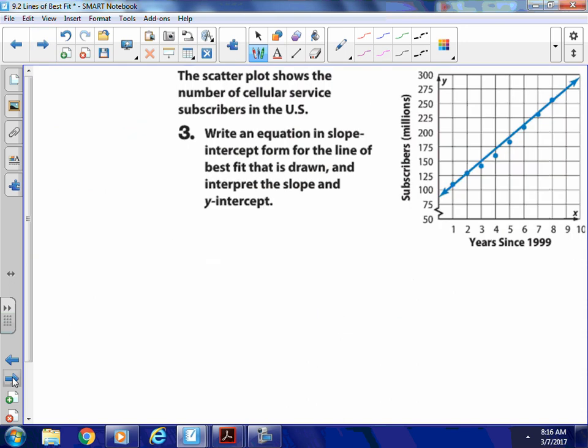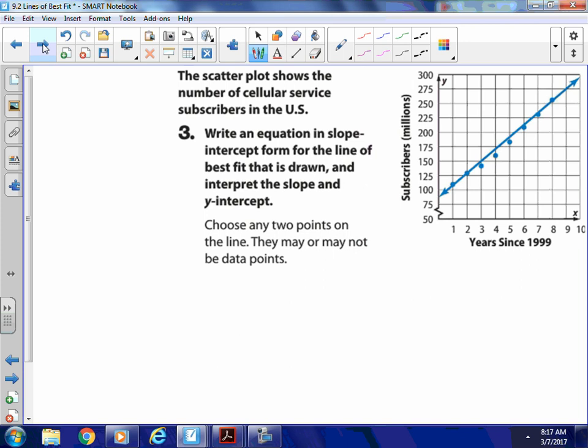All right, so we've got a scatter plot that shows the number of cellular service subscribers in the US. Write an equation in slope-intercept form of the line of best fit that is drawn and interpret the slope and the y-intercept. Remember, slope-intercept, y equals mx plus b. We need m, we need b. Guess which one we're going to get first? We're going to get m.